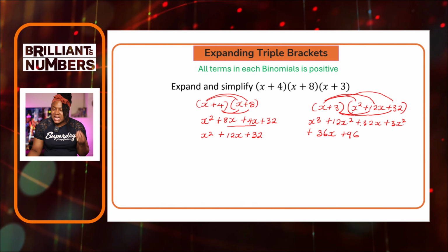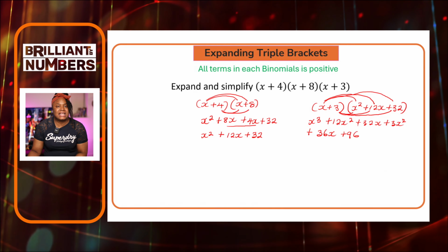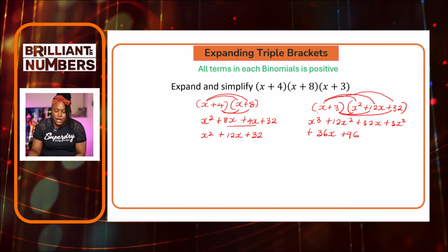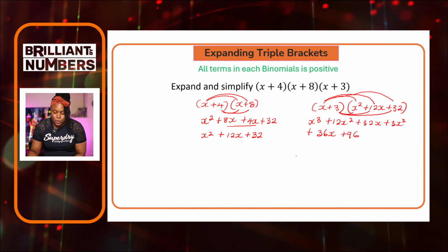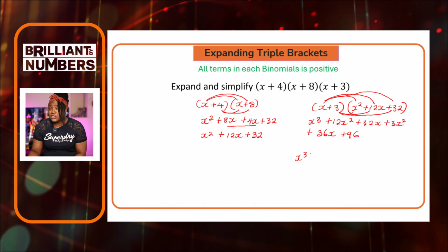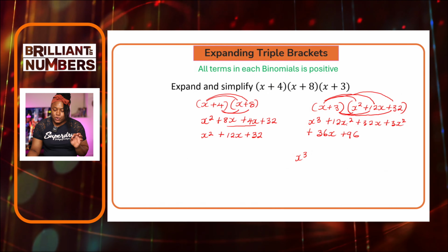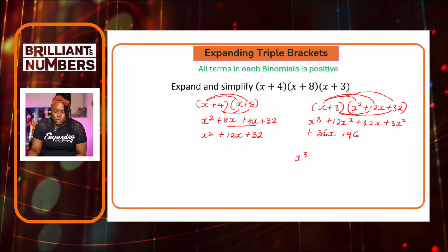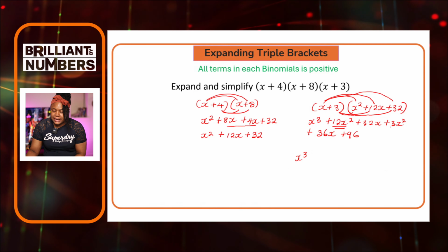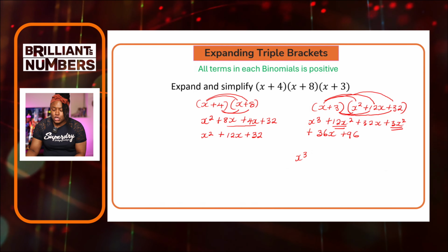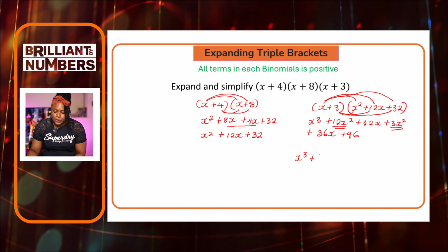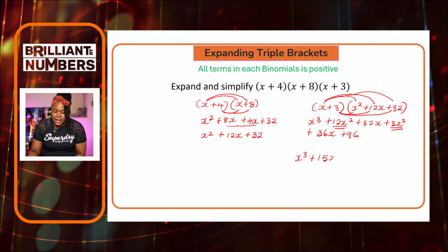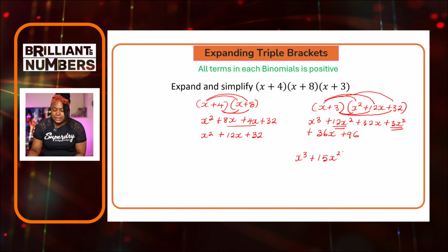All I need to do now is to collect my like terms. So I know my cube term stands out by itself. So I've got x cubed, nothing to add to that. But I've got my x squares. So 12x squared is a like term with 3x squared. So 12 and 3, that's 15. So I get 15x squared for my x squared term.